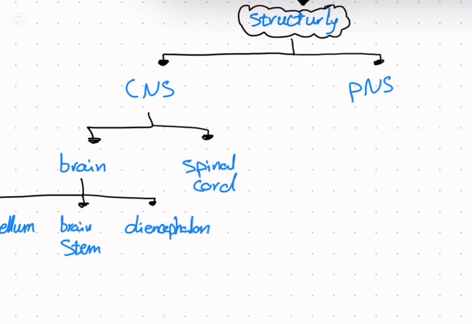On the other hand, the peripheral nervous system refers to everything outside the brain and the spinal cord. It is divided into cranial nerves and spinal nerves. All the nerves that emerge from the brain are called the cranial nerves. They are 12 in number. Spinal nerves arise from the spinal cord and they are 31 in number.